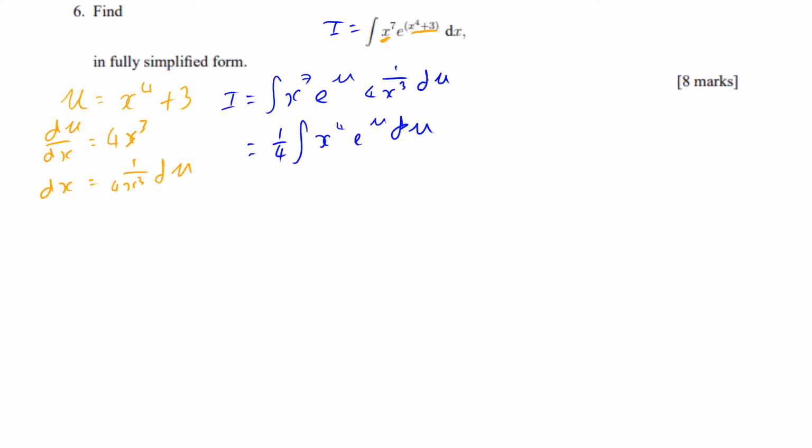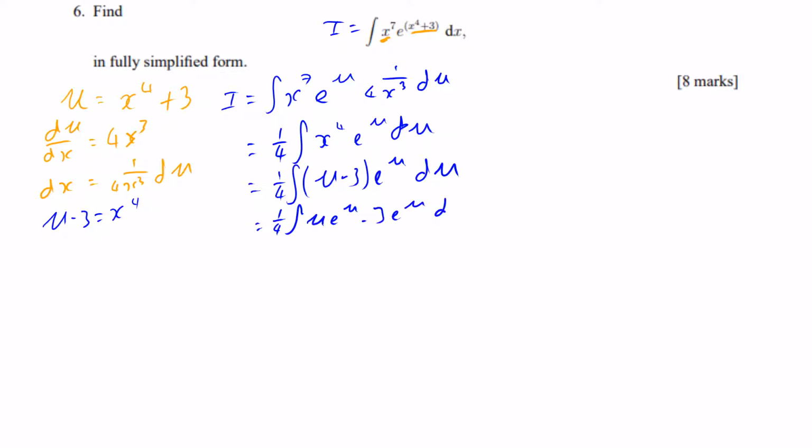So what do we know about x to the 4? Well, we know that it is u minus 3. So we can substitute that in. U minus 3, integral e to the u du. And expanding that bracket, that gives us the integral of u e to the u minus 3 e to the u du. And we finally have it in a form that we can integrate.